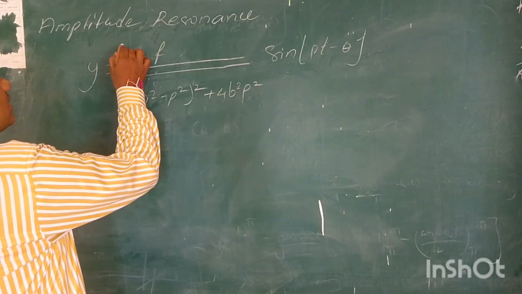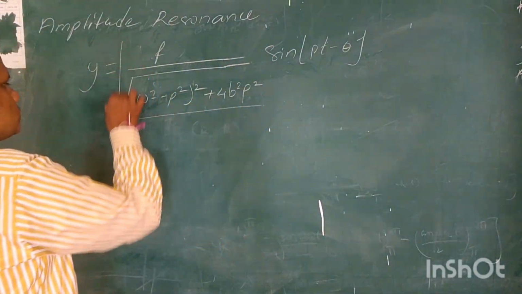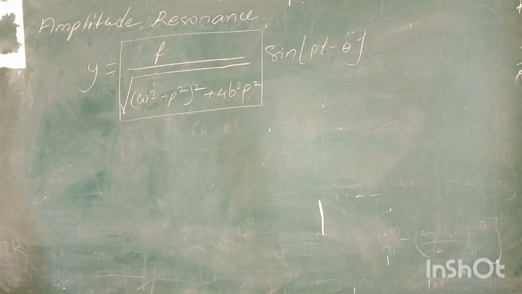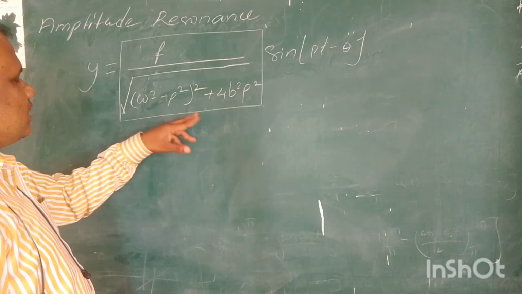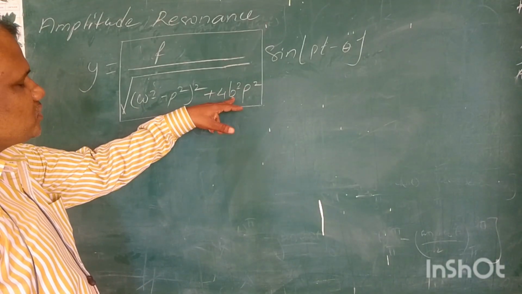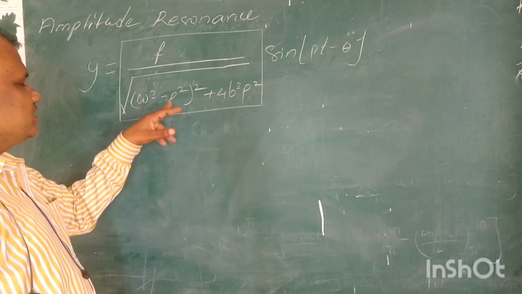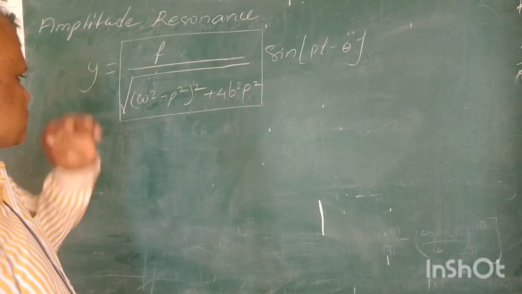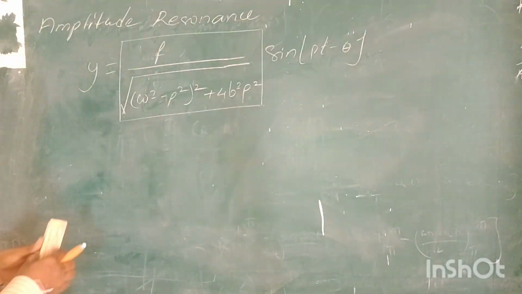So the multiplier of sine is nothing but this one. Okay, so this one is nothing but the amplitude. From this equation you can see that the amplitude of the forced oscillator depends not only on the coefficient of friction of the medium, but it also depends on the angular frequency of the applied external force. So here this is nothing but the amplitude.